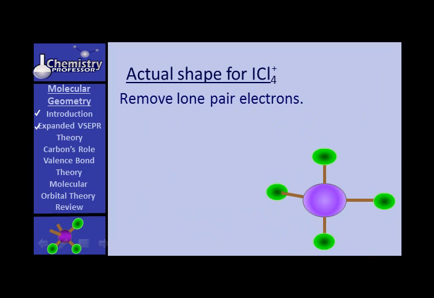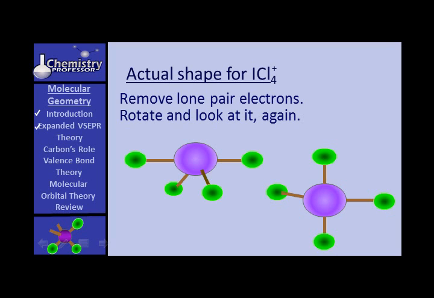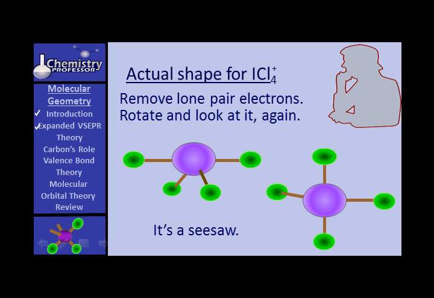Let's get rid of those lone pair electrons. Just get rid of those and look at this thing. How would you describe its shape? Let's rotate it and look at it again right here. Yeah, it's a seesaw. Do you see it? Yep, a seesaw. Here's a thought question. What holds it in that shape? What supports it there so that it is able to do that?